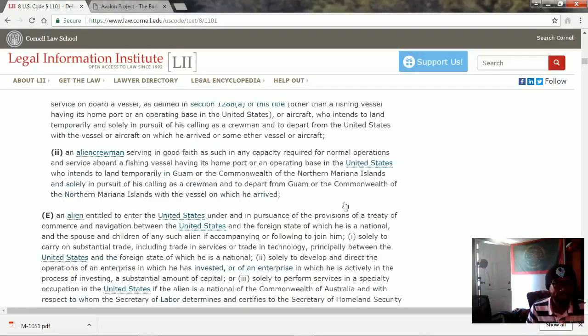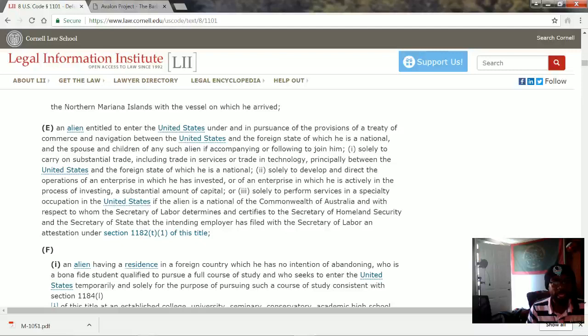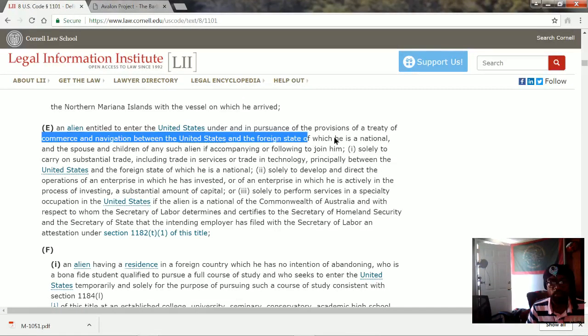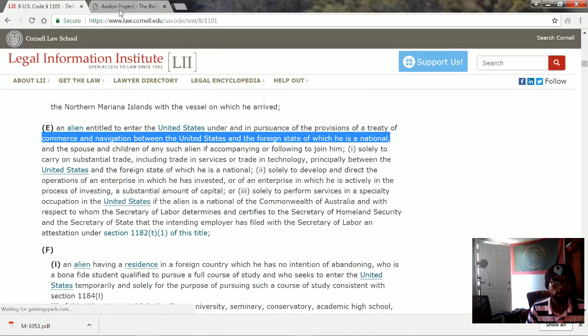Let's go to 15E. An alien entitled to enter the United States under and in pursuance of the provisions of a treaty of commerce and navigation between the United States and the foreign state of which he is a national.